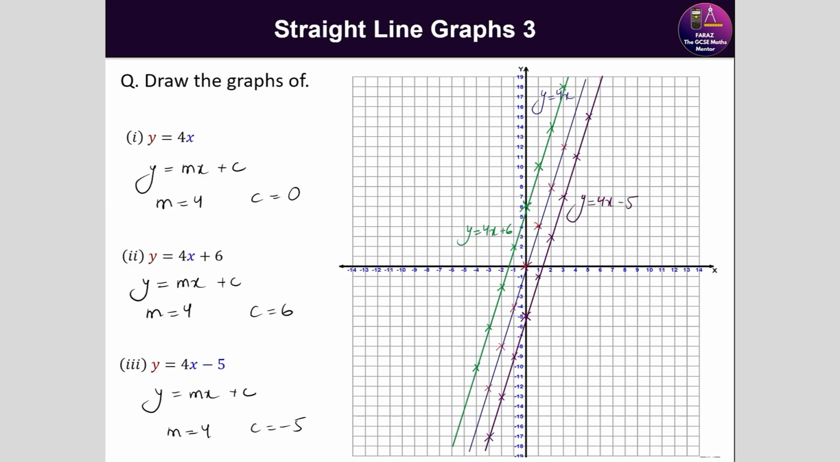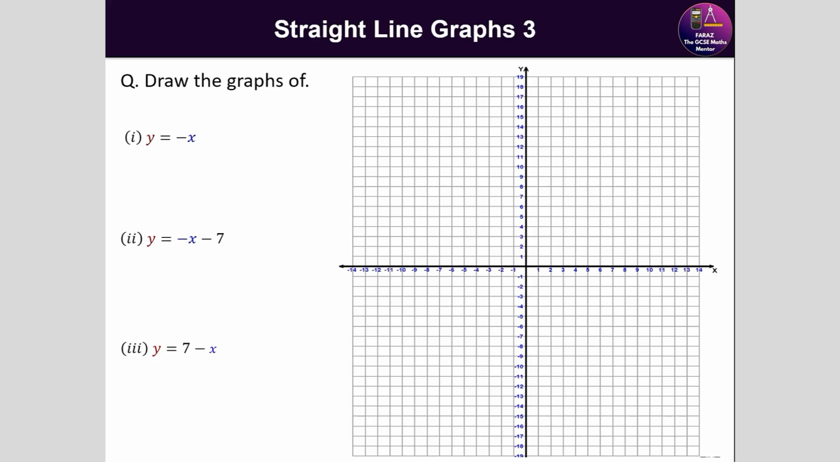Alright, let's move to the next one. So we can see all of these have a negative gradient. Let's change the direction now, which means the lines will slope downwards. So the first one is y equals negative x, the same as y equals minus 1x plus 0. If you compare it with y equals mx plus c, y equals minus 1x plus 0.